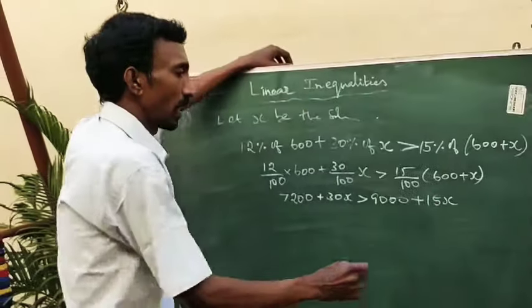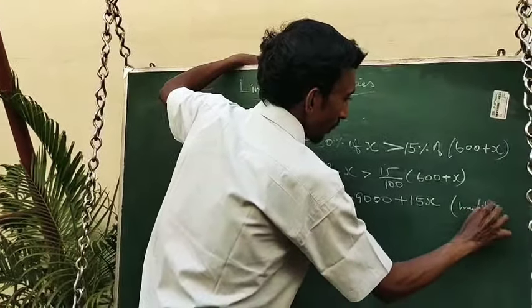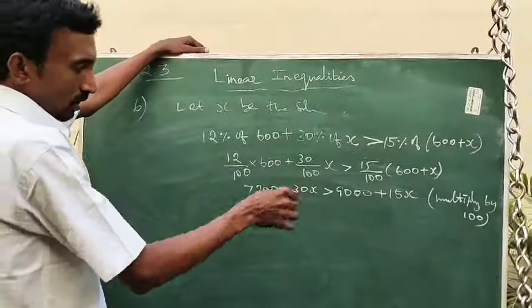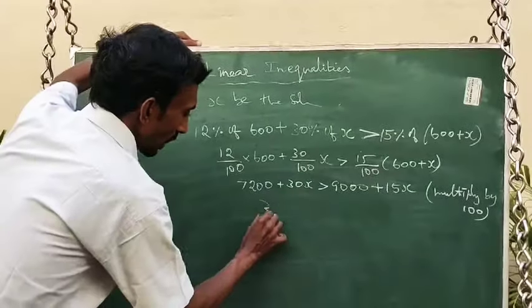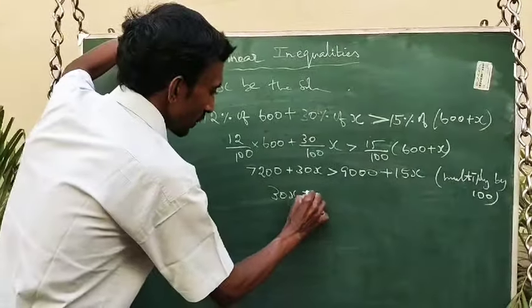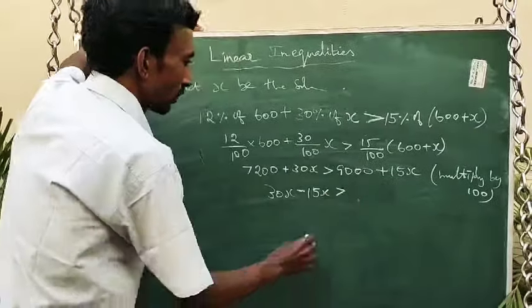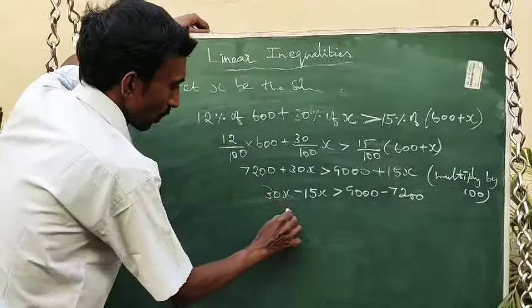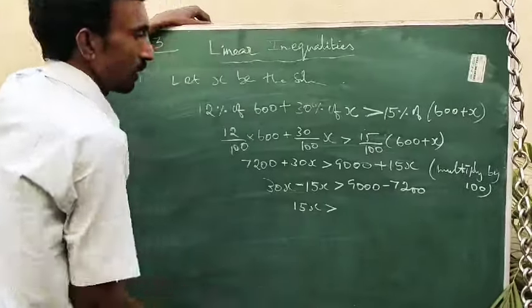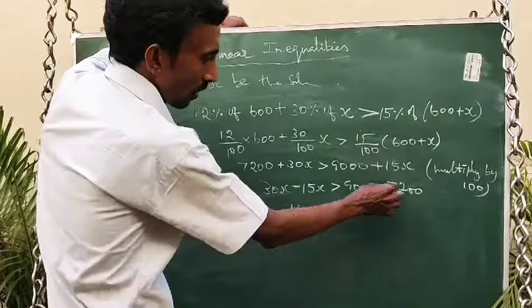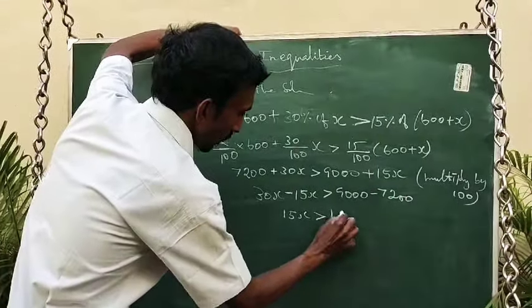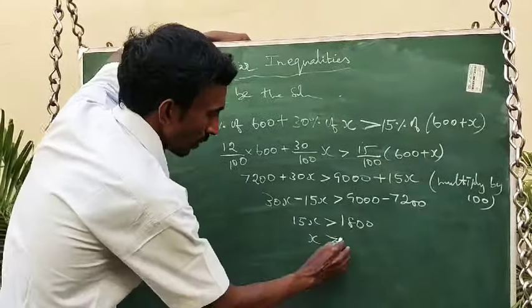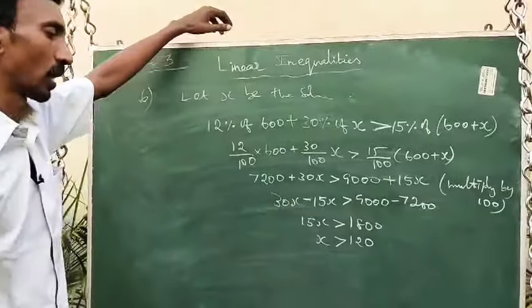Okay, so change the values. 30x minus 15x greater than 9000 minus 7200. So 15x greater than 1800. Divided by 15, x greater than 120.